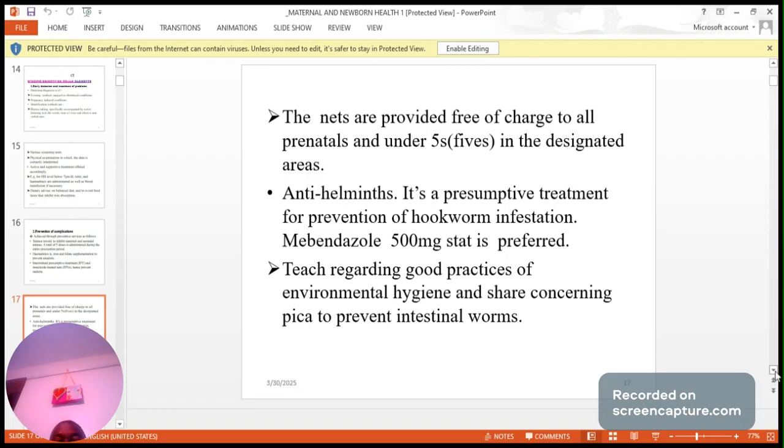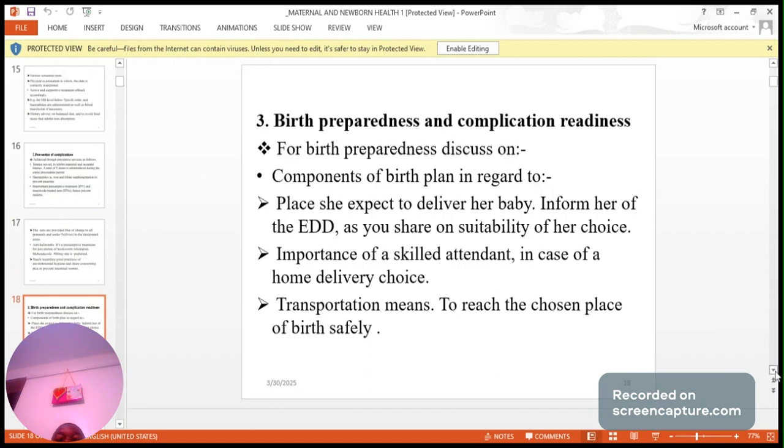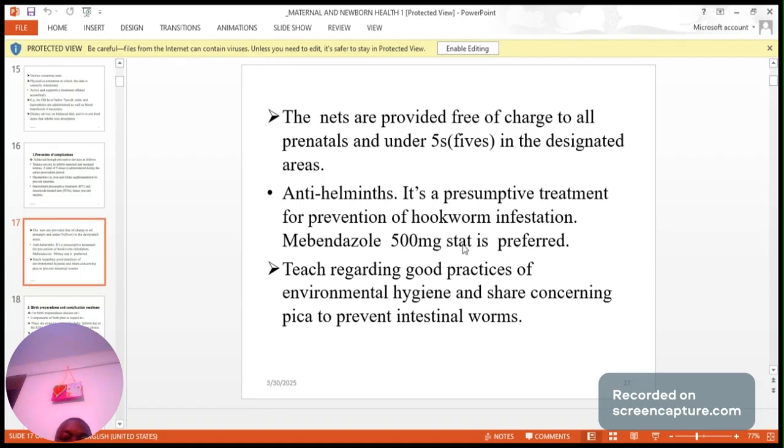You'll teach regarding good practice of environmental hygiene and share concern about pica, to prevent intestinal worms. Pica is that tendency of eating sand, soil, and all those materials. These mothers normally have low minerals in their body, so when it rains in our lowlands, the mother will feel like the soil is smelling sweet, somehow attractive with a good smell, so they tend to eat it. It's indicative of mineral deficiency, so we call it pica. If they go on, they'll start developing intestinal worms, so you'll need to teach them on hygiene.